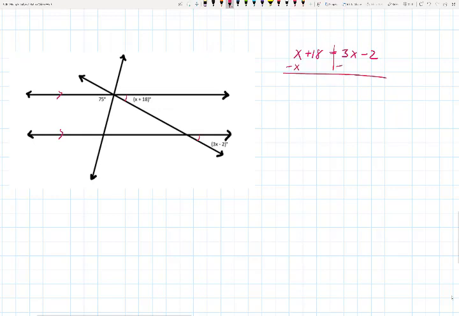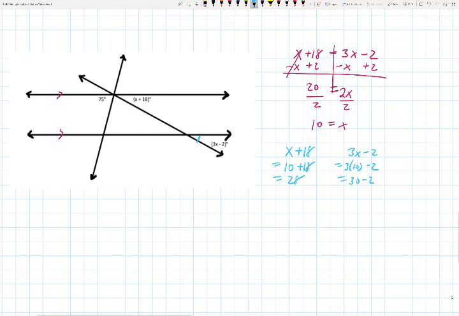So if I subtract x from both sides, get rid of him from that side, I'll get 2x over here. Add 2 to both sides. 20 equals 2x. Divide both sides by 2. So x is 10. So if x is 10, that means that this angle here, x plus 18, is 10 plus 18, which is 28. So that angle there is 28. And then hopefully this angle will be that too, but I'll just check. 3x minus 2, 3 times 10 minus 2. It is indeed 28. Our algebra is good.